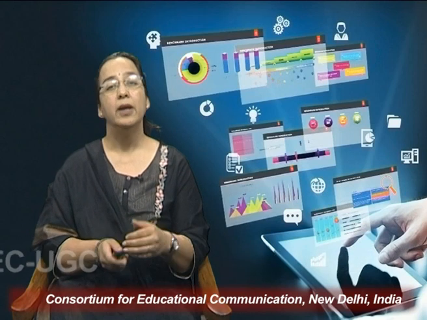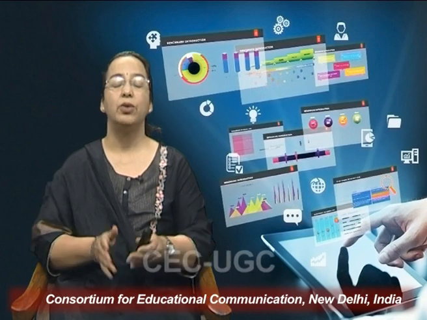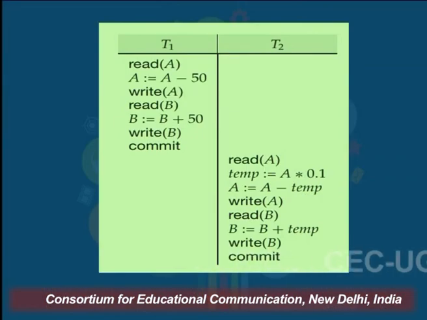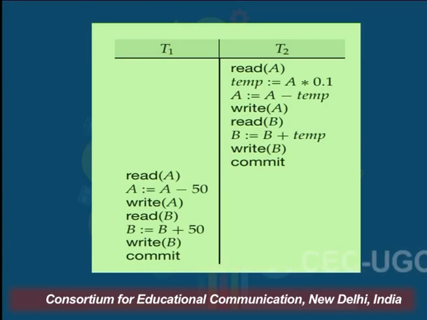For a quick recap, have a look at the screen, which shows the two transactions T1 followed by T2, and this is one schedule. Another schedule which we have seen is T2 followed by T1. In T1 we are transferring $50 from account A to account B, and T2 is about transferring 10% of the amount from A to B. These two schedules are known as serial schedules, because the instructions of one particular transaction appear together.